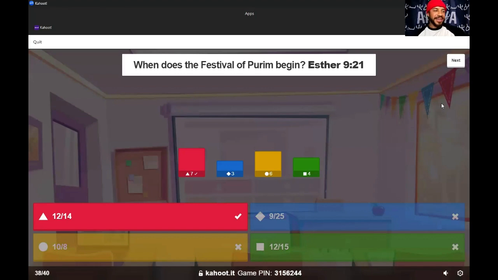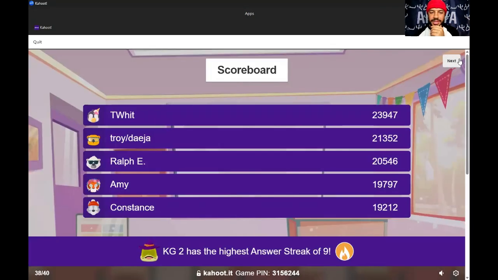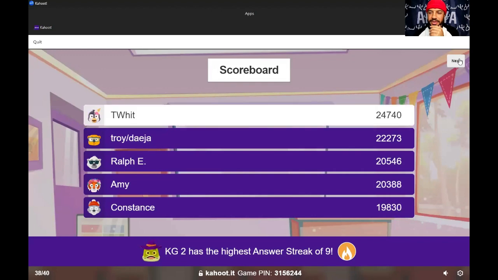Oh, man. Let's go to it. Esther chapter 9:21. To establish this among them, that they should keep the 14th day of the month of Adar, which is the 12th month. Let's see it. Woo!